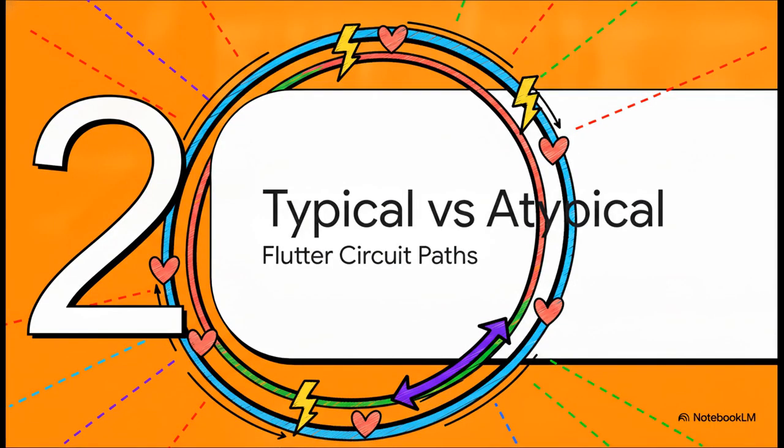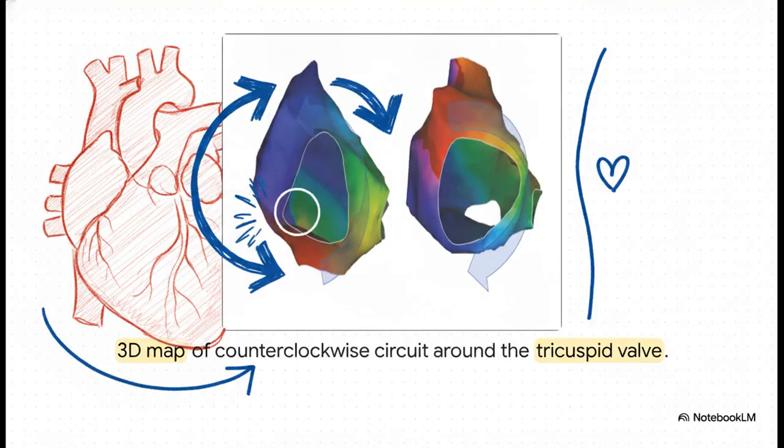Moving right along to Section 2, Typical versus Atypical Flutter. Now, not all of these internal racetracks are built the same way. Check out this brilliantly illustrated 3D map of typical right atrial flutter. You can see those blue arrows tracing a very specific counterclockwise circuit right around the tricuspid valve. It's boxed in by the valve in the front and structures like the inferior vena cava in the back. So what you get is a highly organized, completely predictable electrical circuit.